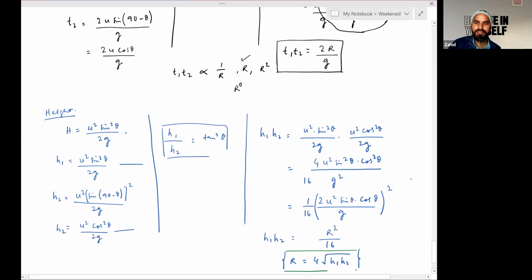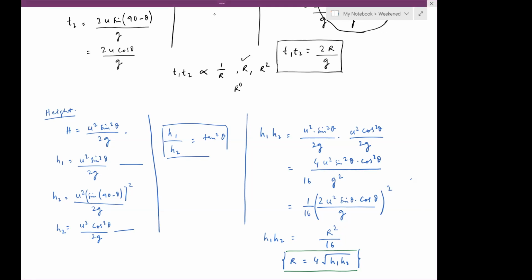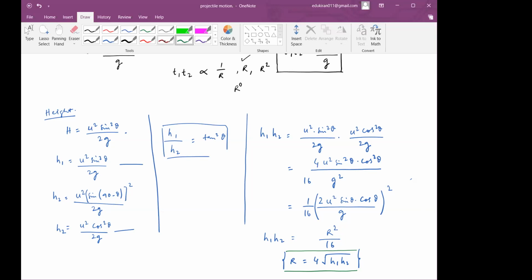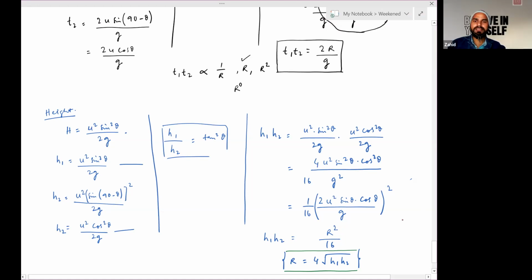Namuna, any doubt till this part? No, sir. Okay. Abdul Wahid, is it clear till this part?